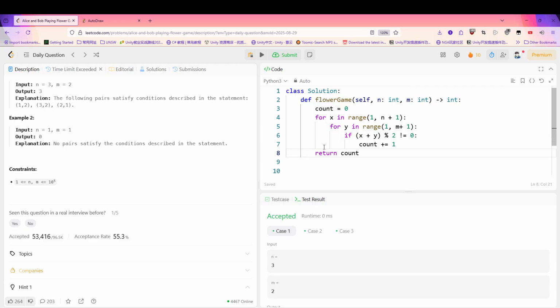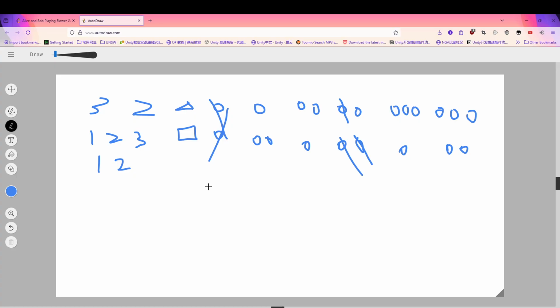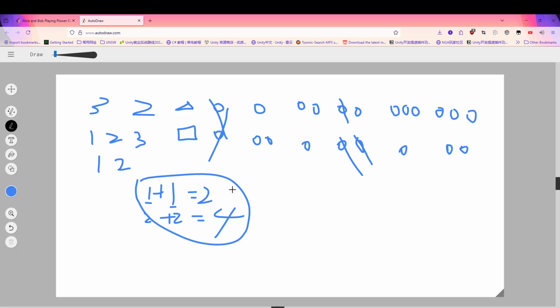So let's think, can we get another solution to this one? Can we make our time complexity only O(1) or O(n)? So remember, in primary school, 1 plus 1, odd plus odd, we will get even, right? 2 plus 2, even plus even, we will also get even, right? So in these two situations, Alice will definitely lose this game.